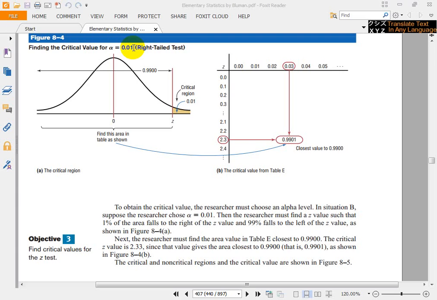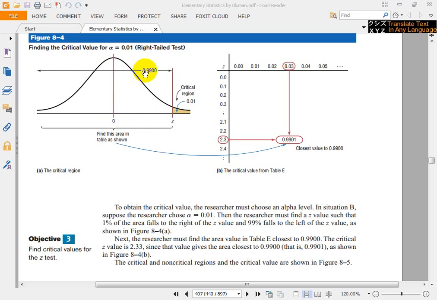Please try to get me. What is the type 1 error? The null hypothesis is true, but I'm rejecting it. So the occurrence of type 1 error is 1%. That means the area of 0.9900 is the corresponding region where I'm accepting. For 0.01 I'm doing the type 1 error, and this Z is denoting the critical value, and that is known as the critical region.